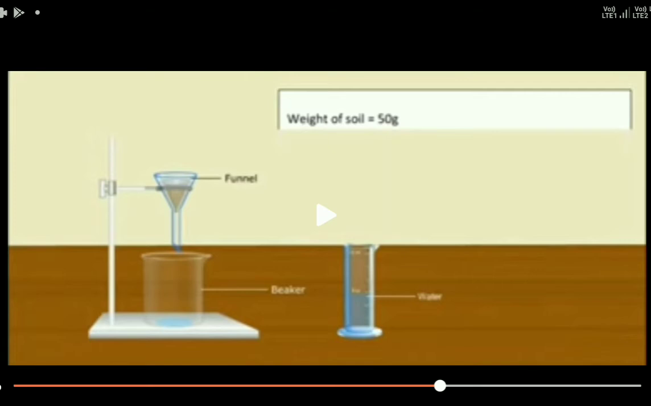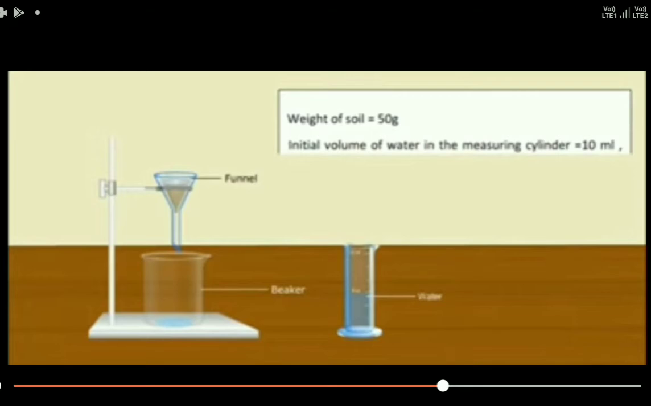For this we have the formula. You can see the weight of the soil used is 50. The initial volume of the water in the measuring cylinder is 10 ml. Here they have taken 10 ml. I have told 20 ml, as you wish. You can take 10 ml if you want, or 20 ml. This is the initial volume of the water.